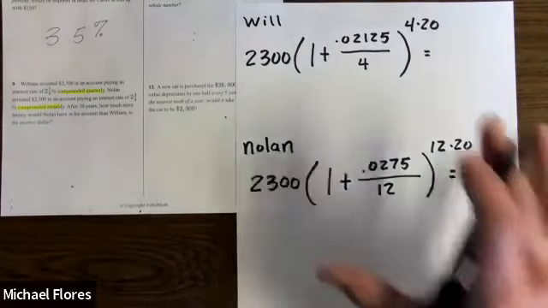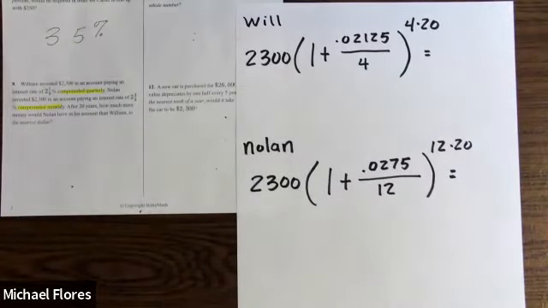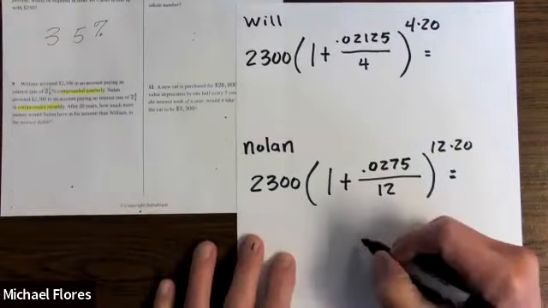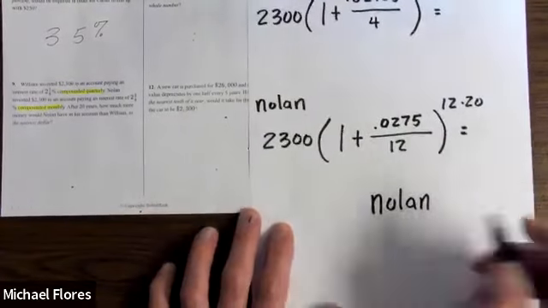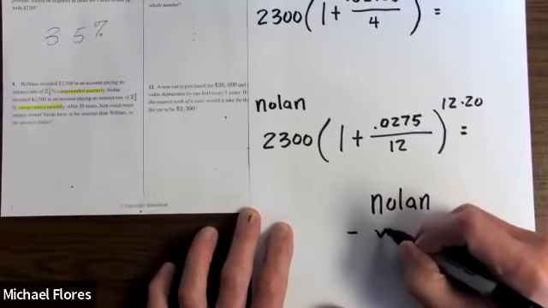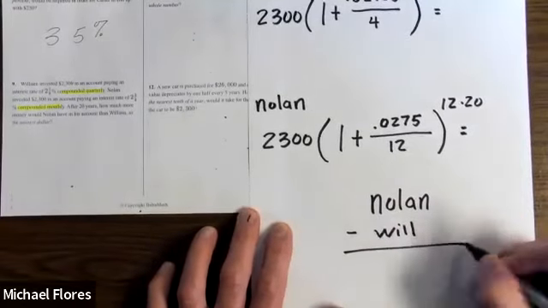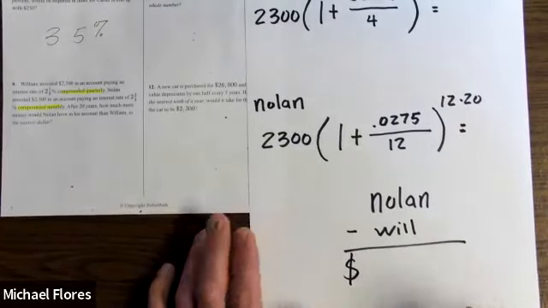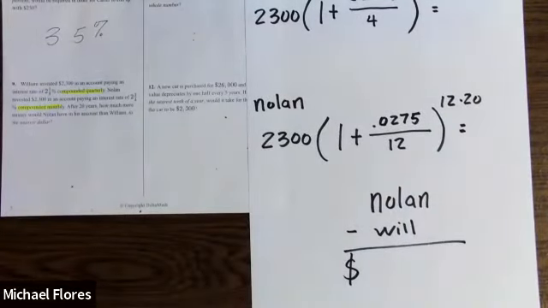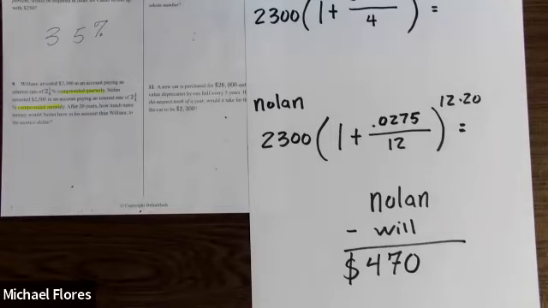You would need to enter that data into your calculator and then take Nolan's amount and subtract Will's amount. Whatever you get, make sure to round to the nearest dollar. Pause the video and then you'll see the answer when you're ready. For a final answer of $470.